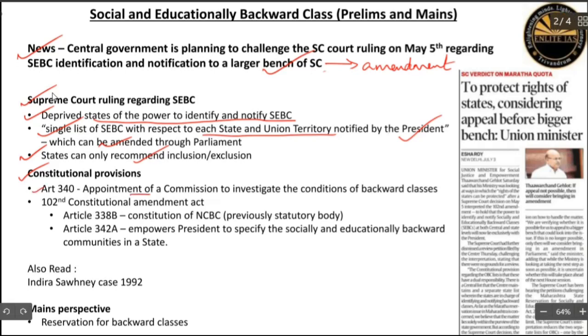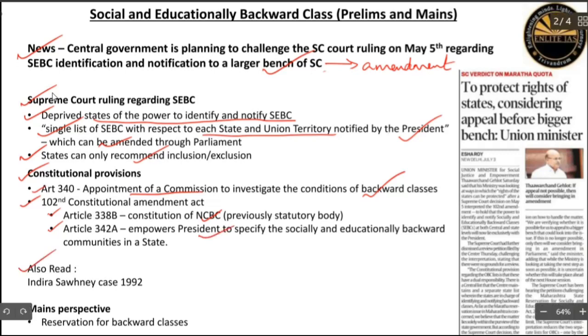Now, in this context, you should also know about the constitutional provisions of backward classes. Article 340 provides for the appointment of a commission to investigate the conditions of backward classes. The 102nd Constitutional Amendment Act is important in this context, which introduced two articles, Article 338B and Article 342A. Article 338B provides for the constitution of NCBC, the National Commission for Backward Classes, which has thereby become a constitutional body, which was previously a statutory body. Article 342A empowers the President to specify the social and educationally backward communities in a state.